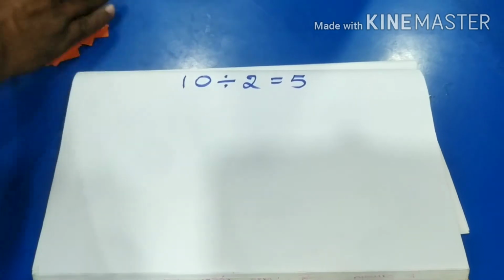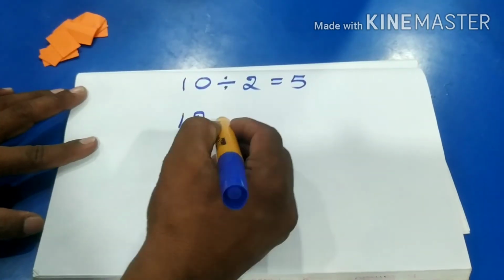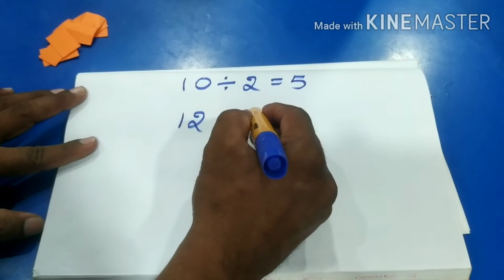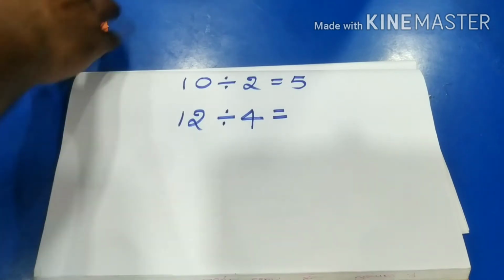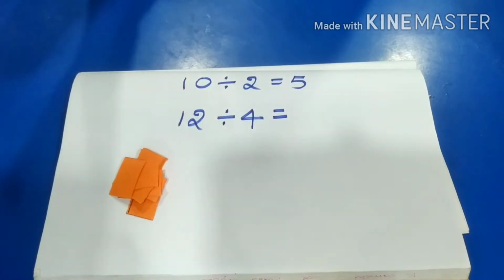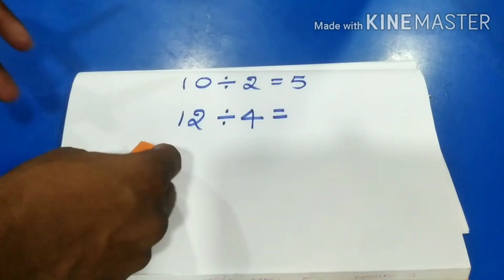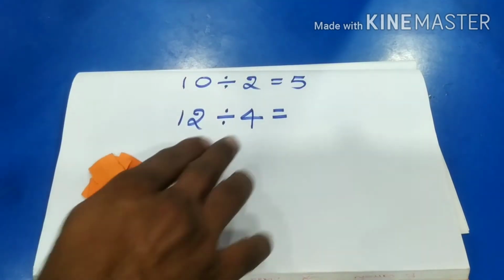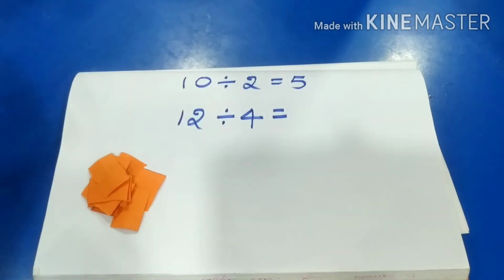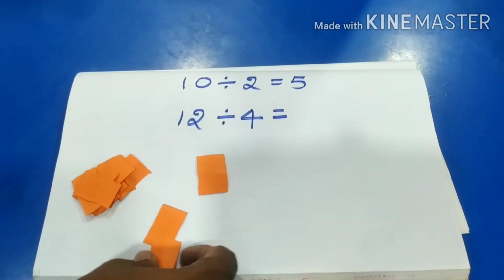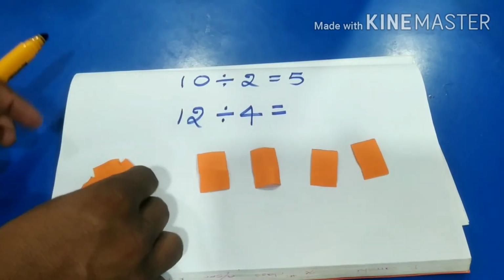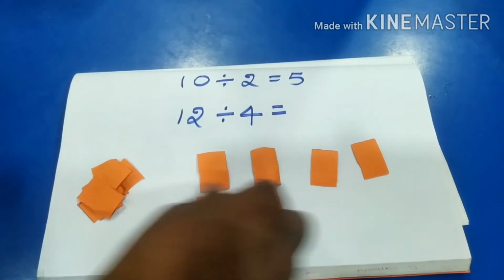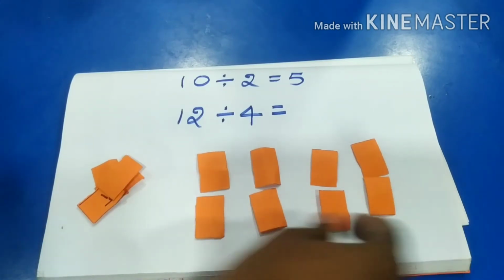We'll see one more example. 12 is divided by 4. 12 divided by 4. So how many are we getting? Let us see that. Here the whole is 12. How many parts? Divided into 4. So 1, 2, 3 and 4. Like that, until we complete all, we have to share it among the 4 members.